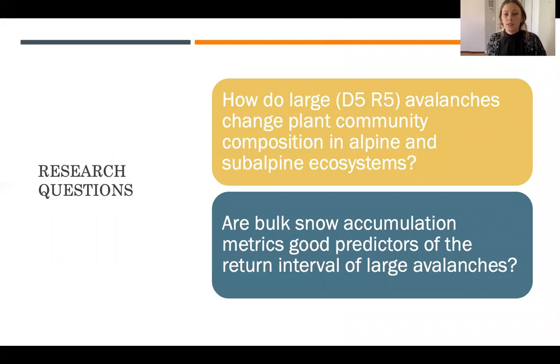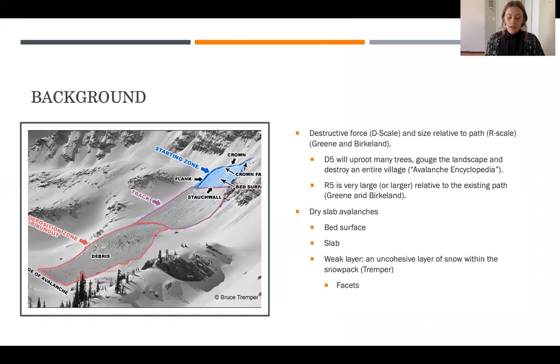So my research questions were, how do large avalanches change plant community composition in alpine and subalpine ecosystems? And are bulk snow accumulation metrics good predictors of the return interval of large avalanches? So I'll start with some background on avalanches themselves and the specific avalanche cycle that I studied.